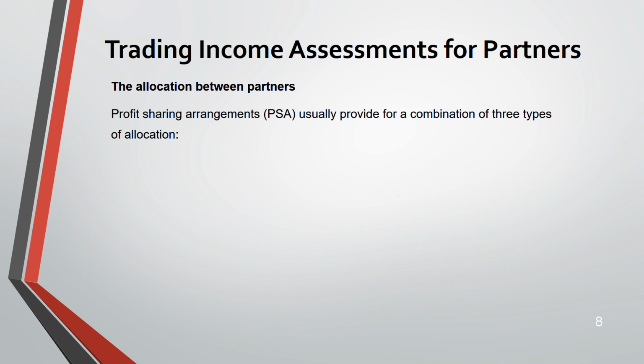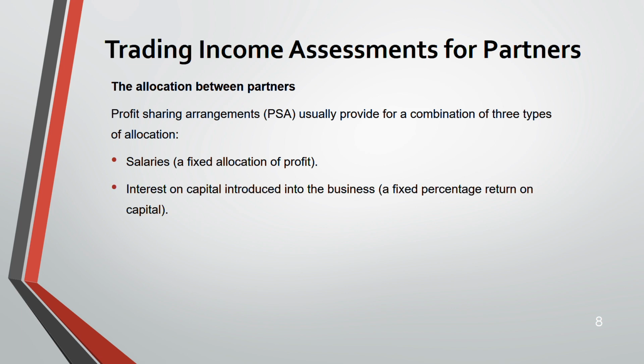There's a combination of three types of allocation. Three ways you can allocate. Number one, salaries. You can give each of them a fixed amount of profit, a fixed salary. The next way you could allocate is interest on capital introduced into the business, a fixed percentage based on your capital.